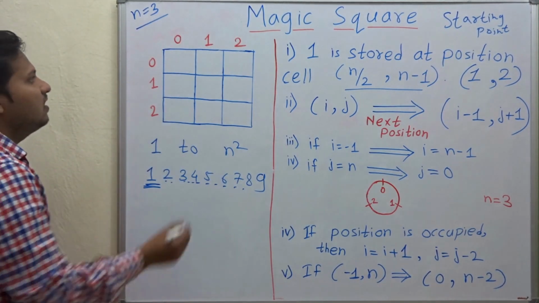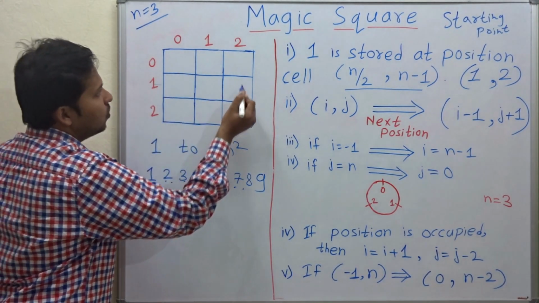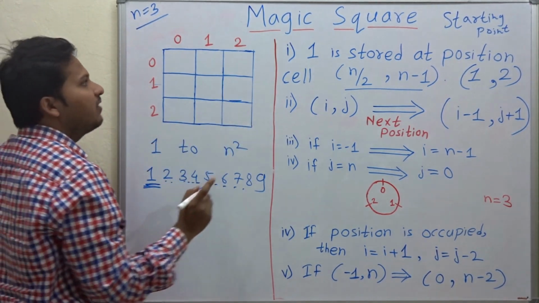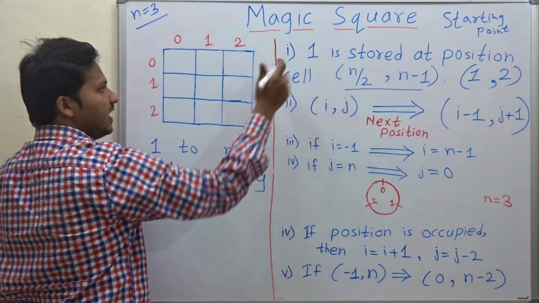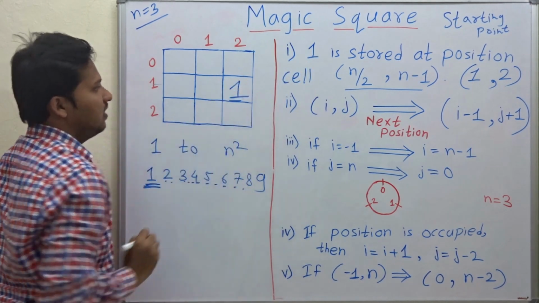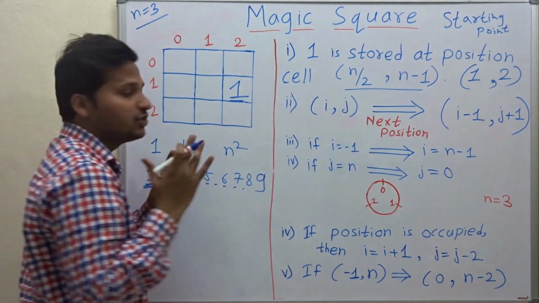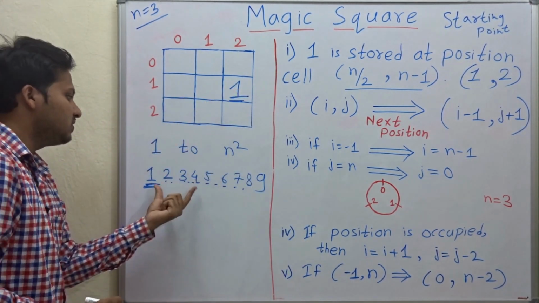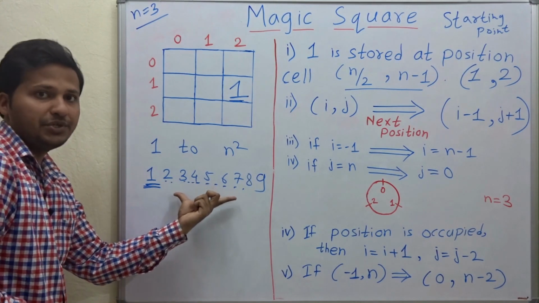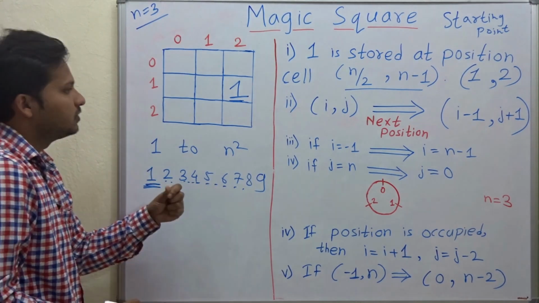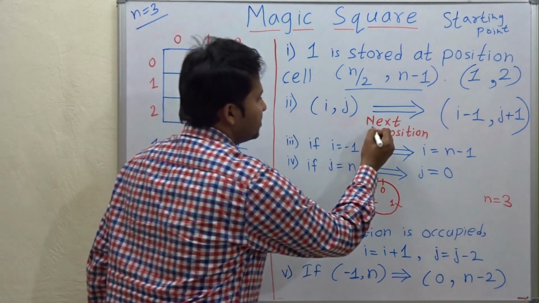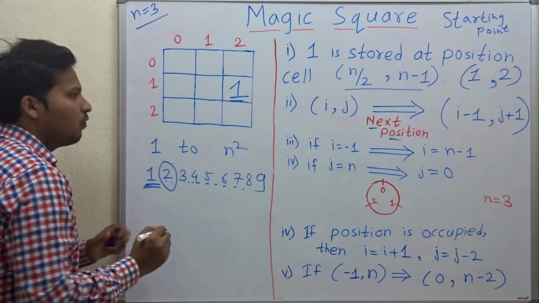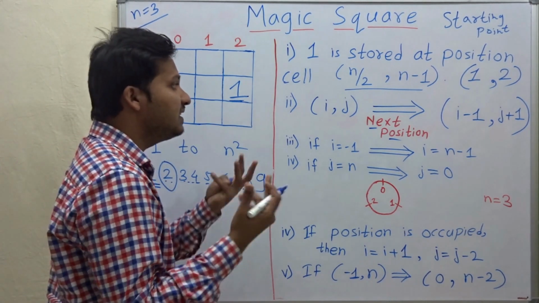So let's see the cell. See, first row and second column. So this is the cell and we have to keep the first number, that is 1, in this cell. Okay. And after we store 1, we have to go on filling the matrix with all these numbers consecutively. So let's see. So what is the rule for next position? Means for the next number, that is 2, what will be the position? What will be the cell?